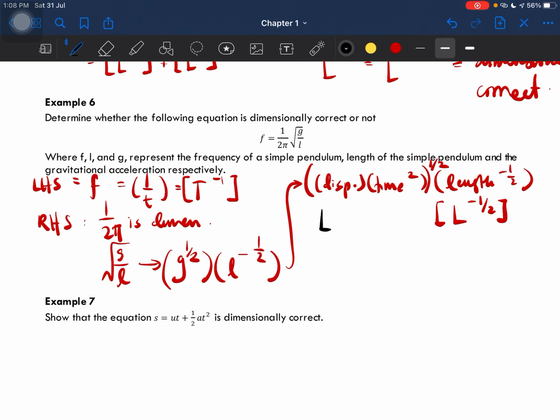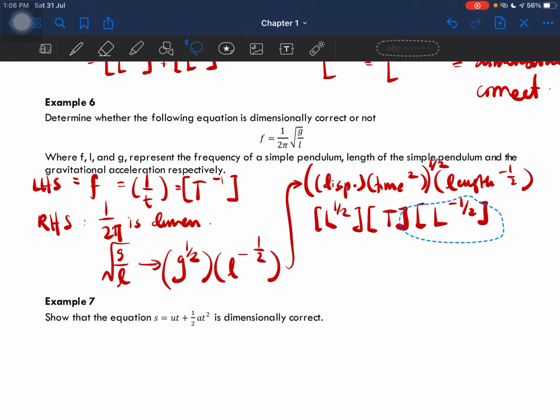So displacement is L. So it is L, displacement is L times 1 over 2. So we have 1 over 2 here, and then we have the time, which is T. 2 times 1 over 2 means we are removing the 2, so just T only. Okay, so then you will get L.